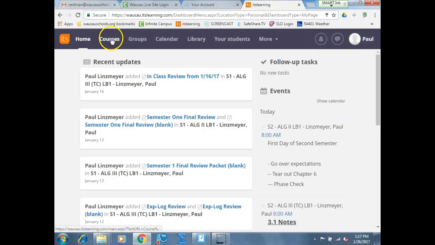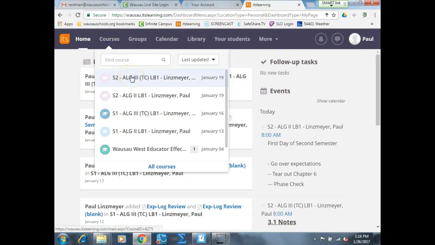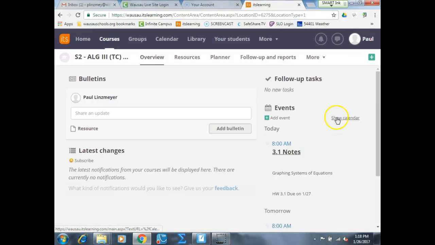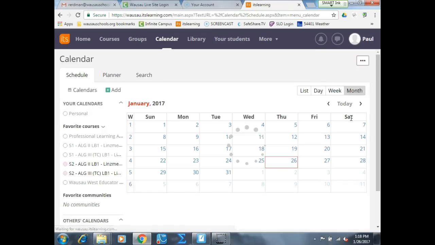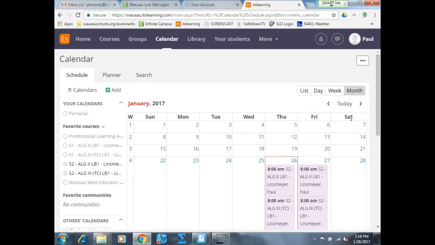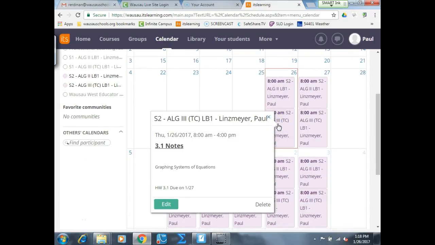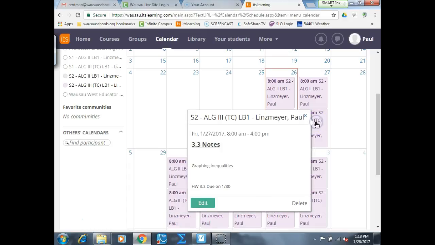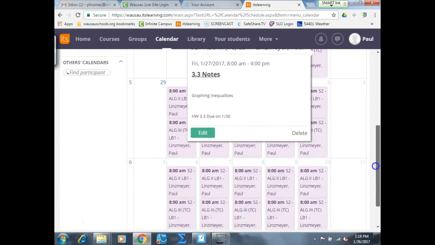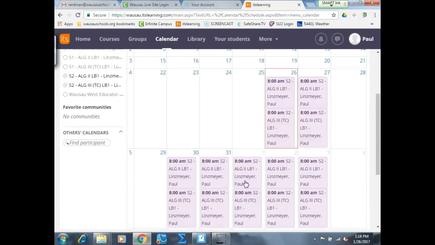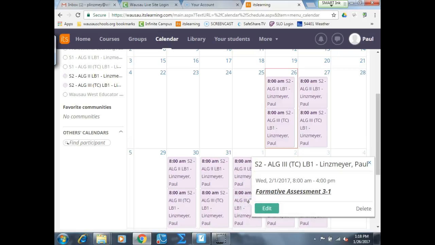So when you go in there under courses, Semester 2 Algebra 3, if you go over here to show calendar, now it shows all of mine, but for you it would just show, I don't have the option to go student view, but if you click on it, it'll show you what we're doing, the homework, when that homework is due, all the way through. It'll tell you if there's a formative assessment or not, etc., all the way through.